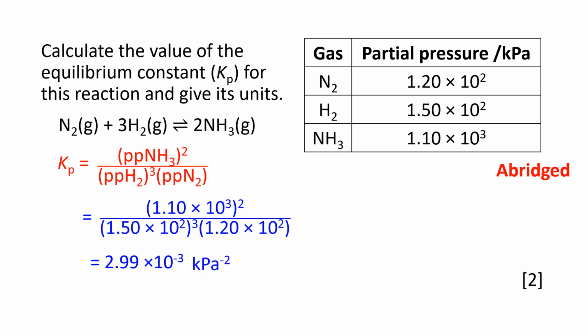Each partial pressure has units of kilopascals. There are 2 terms in the numerator and 4 terms in the denominator. The units for Kp are kilopascals to the minus 2.